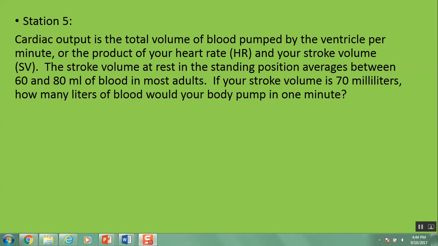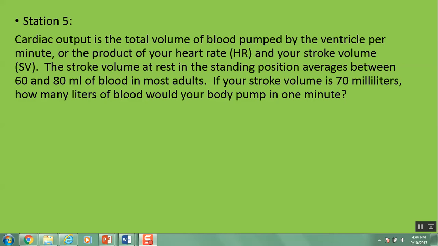Now station 5 says cardiac output is the total volume of blood pumped by the ventricle per minute, or the product of your heart rate and your stroke volume. The stroke volume at rest in the standing position averages between 60 to 80 milliliters of blood in most adults. If your stroke volume is 70 milliliters, how many liters of blood would your body pump in 1 minute?